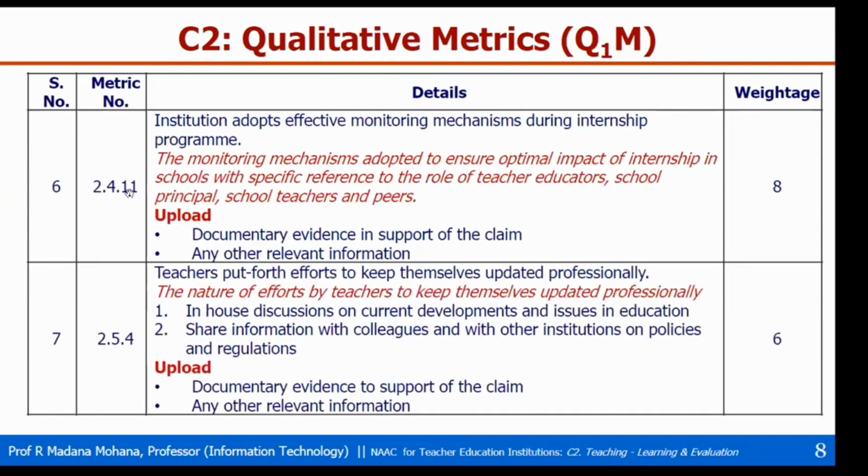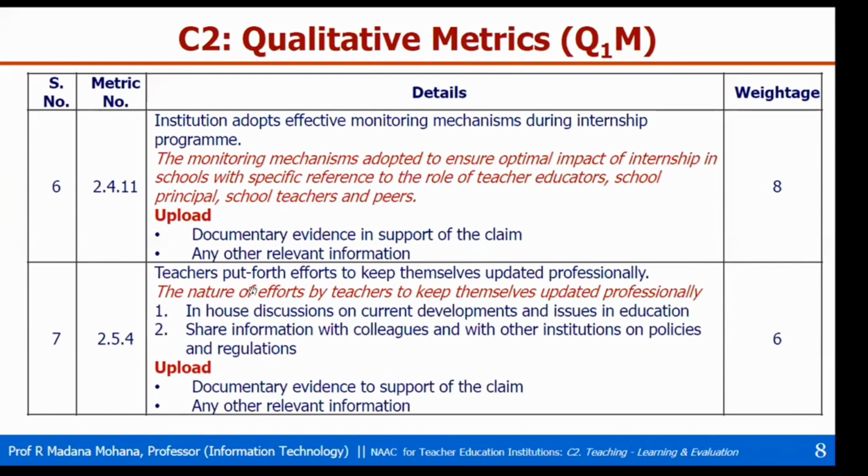Then the next one, 4.11, it carries 8 points. Institution adopts effective monitoring mechanism during internship program. So you are offering an internship program, then how to monitor effectively, what is the mechanism? So you have to define one policy document, then you have to adhere to the document, then you have to monitor continuously. So the monitoring mechanism adopted to ensure optimal impact of internship in schools, with specific reference to the role of teacher educators, school principal, school teachers, and peers. Peers are the reviewers.